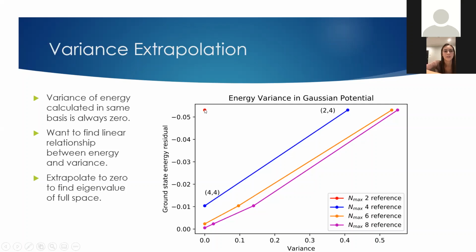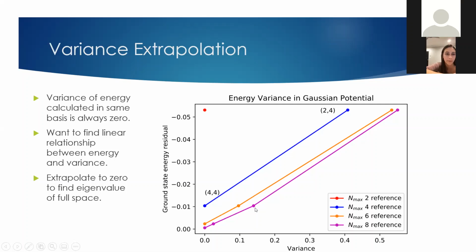However, if you take this energy and embed it into a space of size 4, it's no longer an eigenvalue, so the variance is going to be larger than 0. So it also gives you a good gauge on how accurate the approximation is, because the closer the variance is to 0, the better the approximation is. So the closer your energy is to the eigenvalue of the full space. So you want to find a linear relationship between the variance and the energy.